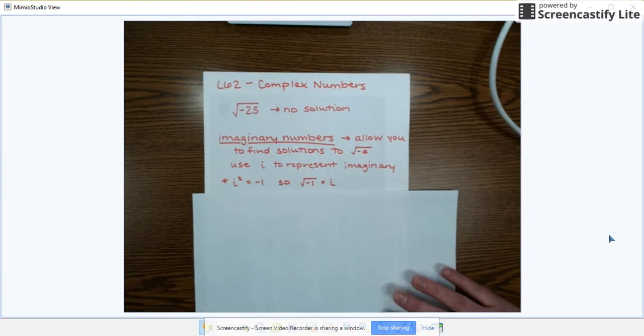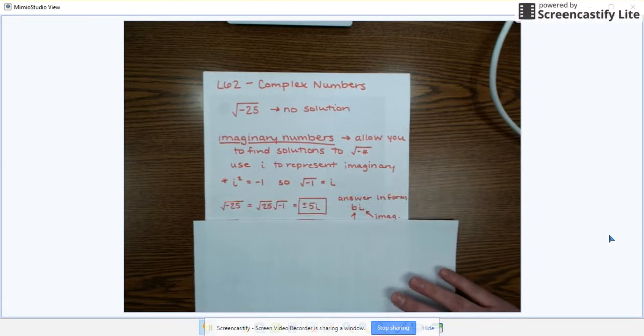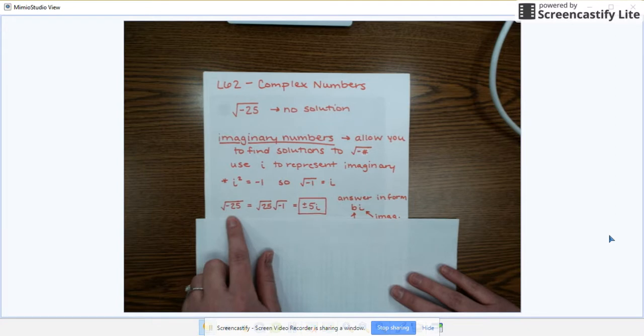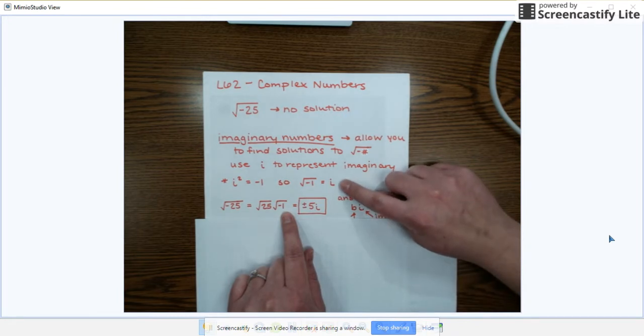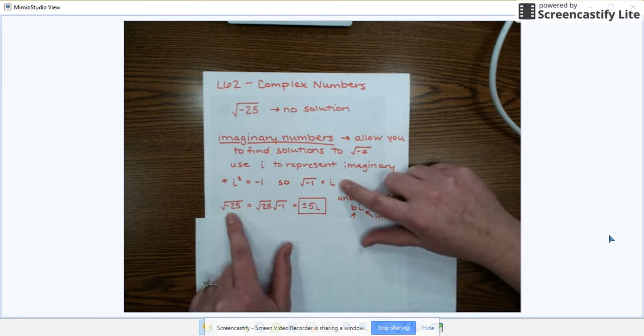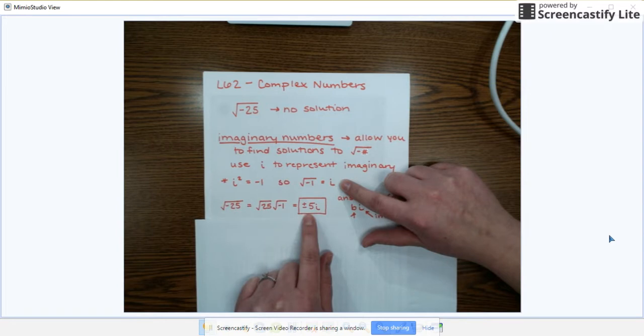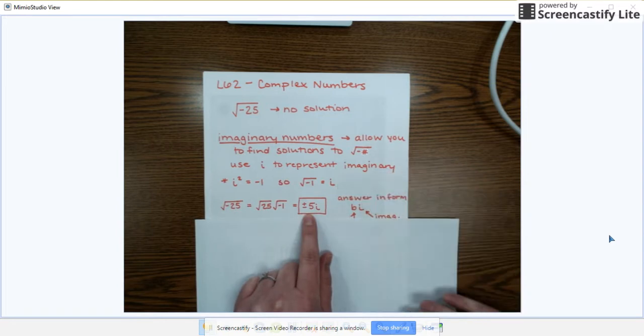So we'll look at an example. We're going to take what we started with, the square root of -25. Well, we can break that into the square root of 25 and the square root of -1. We know the square root of 25 is plus or minus 5, and the square root of -1 we just talked about being i. So our answer for the square root of -25 would be plus or minus 5i.